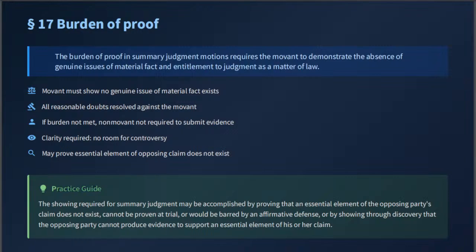In our practice guide, we see that the showing required for summary judgment may be accomplished by proving that an essential element of the opposing party's claim does not exist, cannot be proven at trial, or would be barred by an affirmative defense, or by showing, through discovery, that the opposing party cannot produce evidence to support an essential element of his or her claim. So, critical practice guide here. Great tip. Let's proceed.